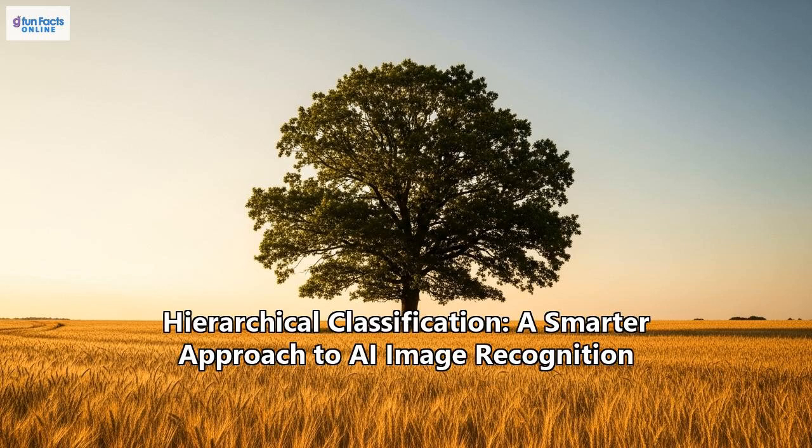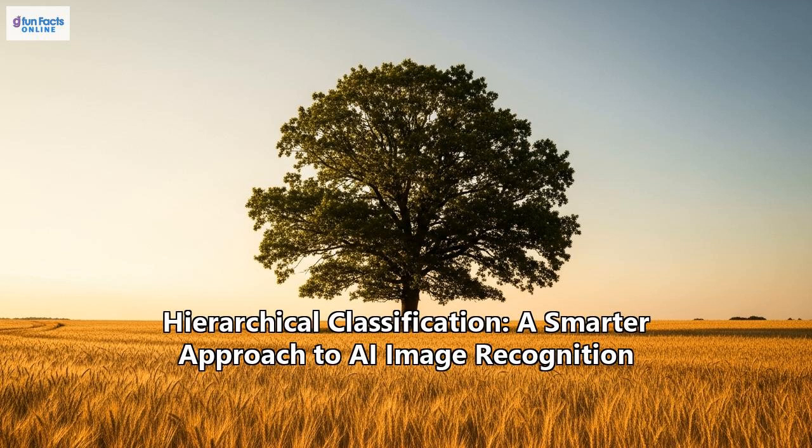Have you ever looked at a blurry photo and thought, well, I can't tell if that's a sparrow or a finch, but it's definitely a bird? It turns out we're teaching artificial intelligence to think the exact same way. Today, we're diving into a smarter approach to AI image recognition called hierarchical classification.